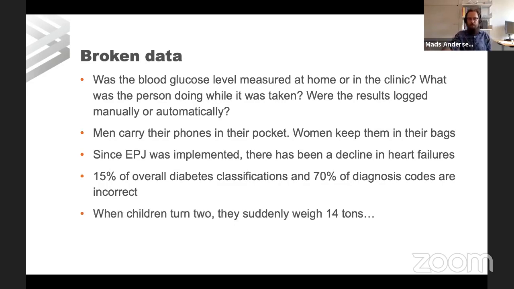And another fun example is that the company that we talked to found out, in one of the systems they interacted with, that when children turn 2, all of a sudden they weigh 14 tons. That was, of course, because as soon as they turned 2, they went from measuring grams to kilograms. But without that knowledge, if you just got the raw data, and the unit actually also changed, you might get into trouble here.